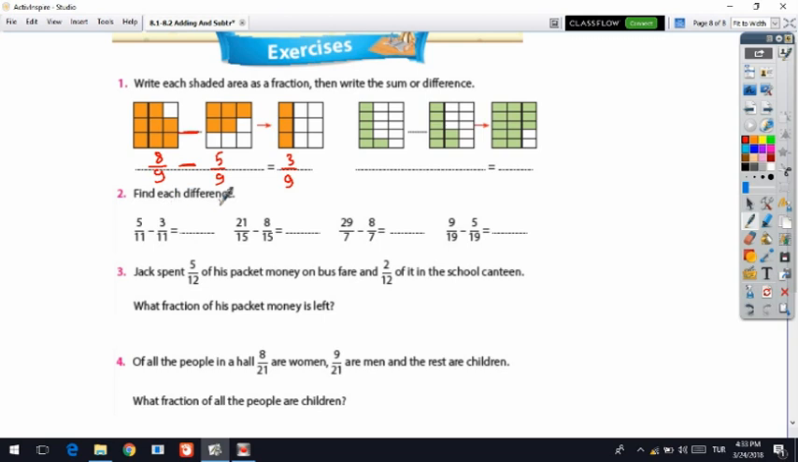Everybody find each difference. Difference means you subtract it. 11, 11, 11. 5 minus 3 is equal to 2. That's it. 2 over 12.